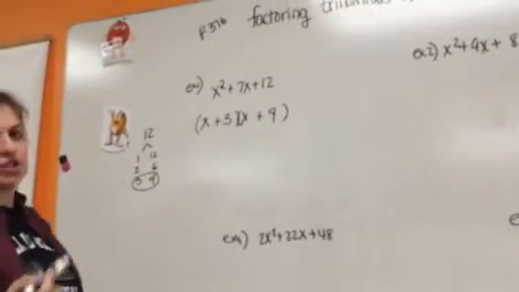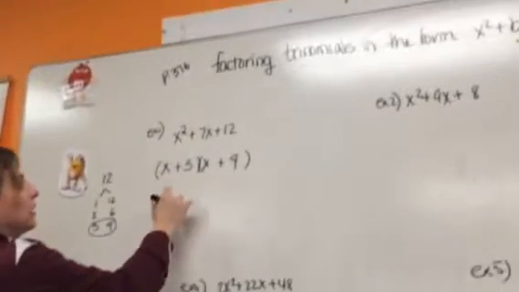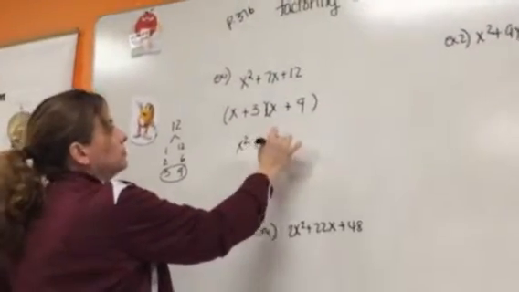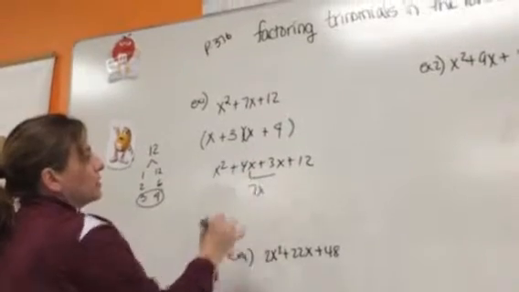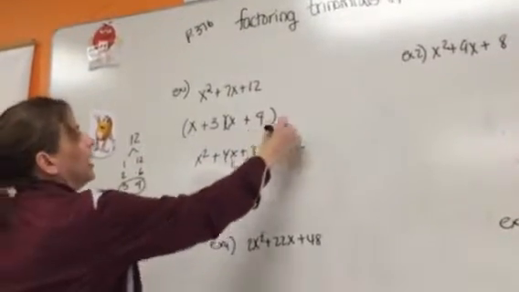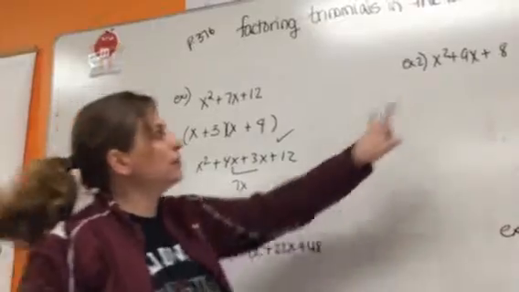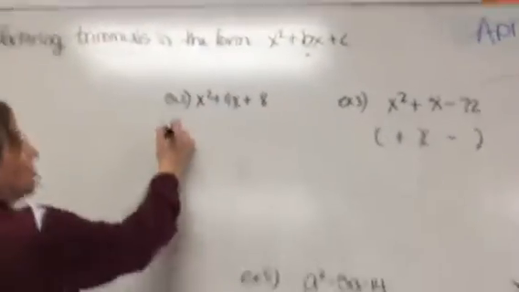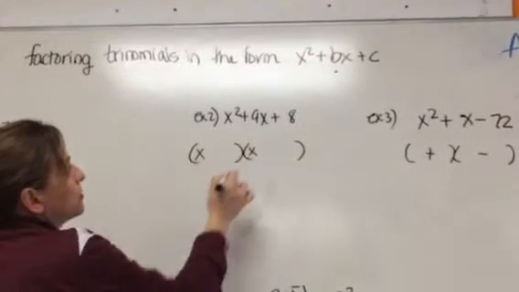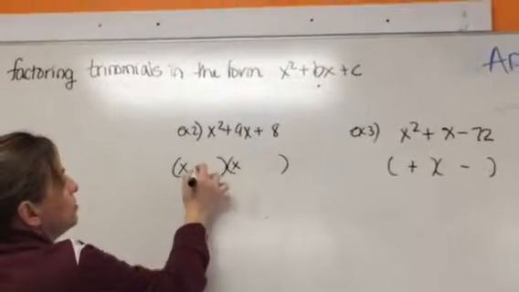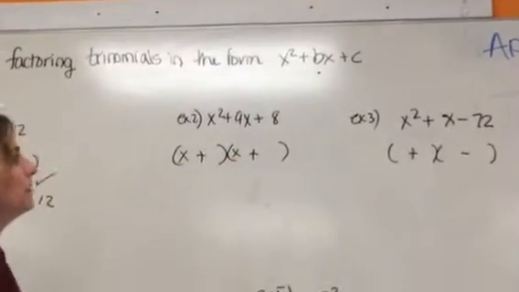Now let's check it. To check it, we'll just FOIL it out. X squared plus 4x plus 3x plus 12. 4x and 3x in the middle becomes 7x. Correct. Okay? So let's do it again. We notice two positives. I'm going to put my parentheses. This is x squared, so I know the square root of x squared is x. I'm going to put my two positives because I know it's positive.